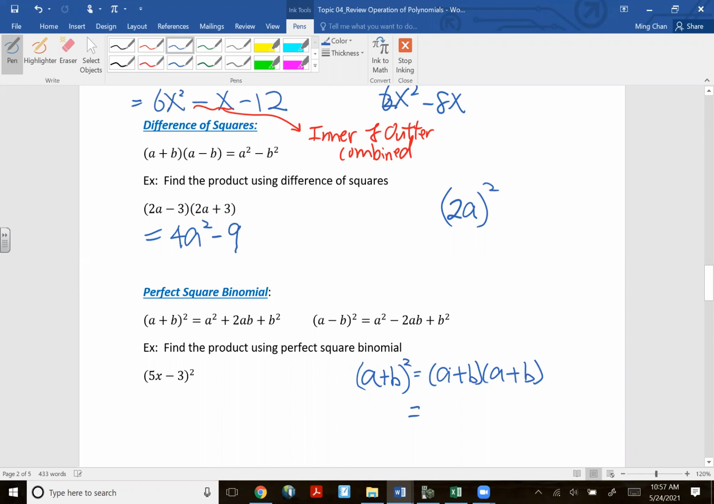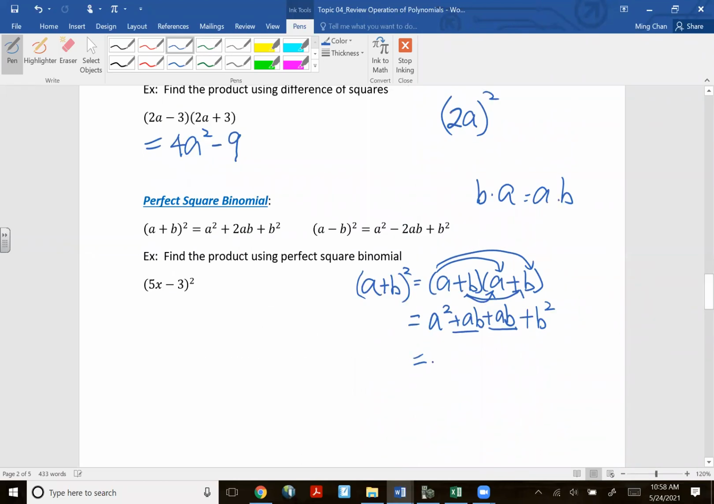As a matter of fact, if I use the FOIL method, A times A is A squared, outer A times B is positive AB, inner is B times A, positive AB again. B times A is the same as A times B. That is the commutative property that we mentioned before. Positive B times positive B is B squared. So what you notice here is the two middle terms, inner and outer, are exactly the same. That's the reason why you end up with 2AB in the middle.